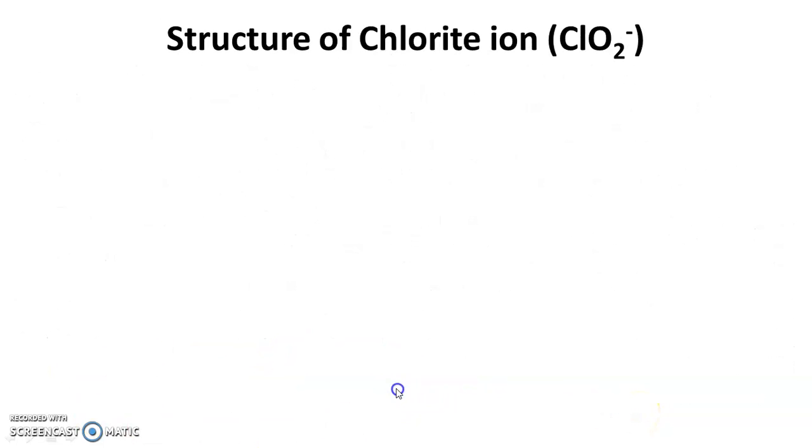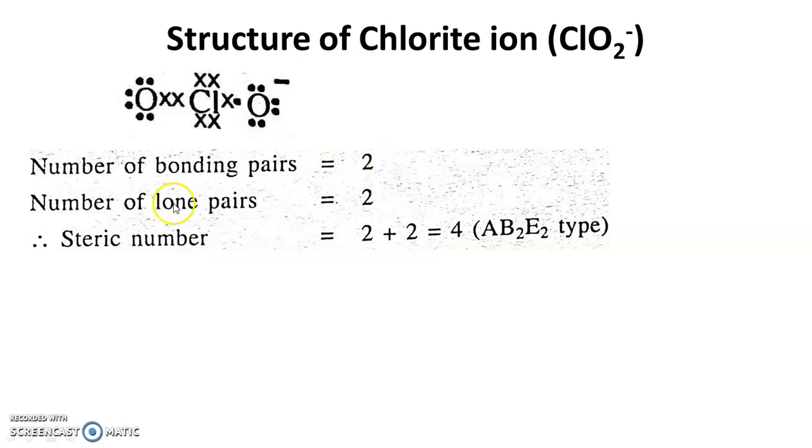So this is the alternative method. Another example, structure of chlorite ion, that is ClO2 minus. This is the Lewis dot structure. Chlorine is attached to 2 oxygen atoms, so there are 2 bonding pairs for chlorine. This is 1 and this is 2nd. Similarly, there are 2 lone pairs or non-bonding pairs, and therefore the number of bonding pairs equals 2, the number of lone pairs equals 2, and the steric number, that is the number of bond pairs plus lone pairs, is 2 plus 2, that is equal to 4.